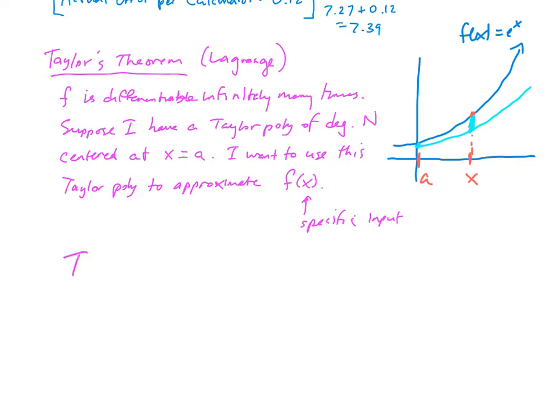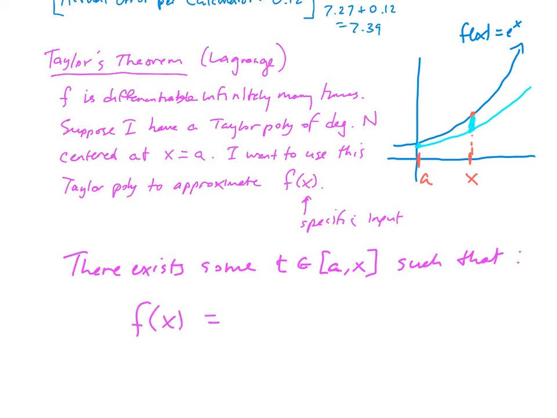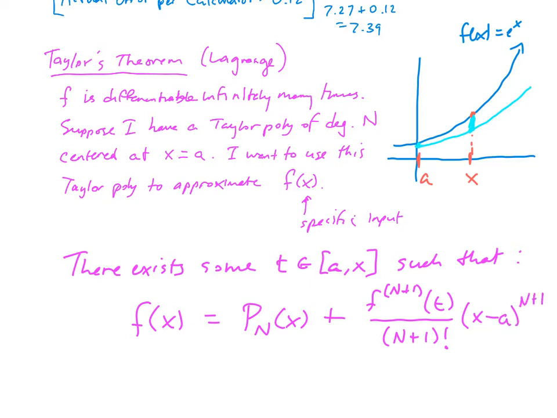The theorem says there exists some number, I'm going to call it t, in the interval from a to x such that the actual value of f of x is equal to my nth Taylor polynomial evaluated at x plus the following thing, plus the n plus 1th derivative of f evaluated at t over n plus 1 factorial times x minus a to the n plus 1.